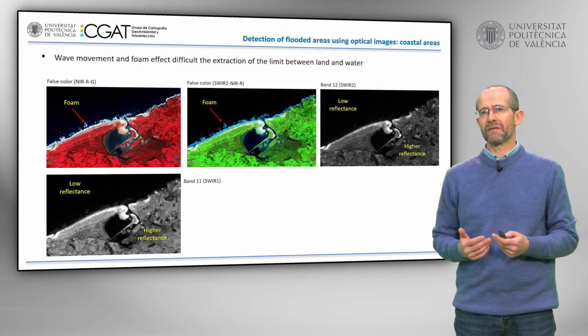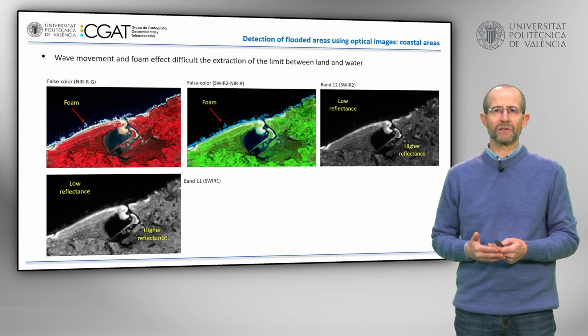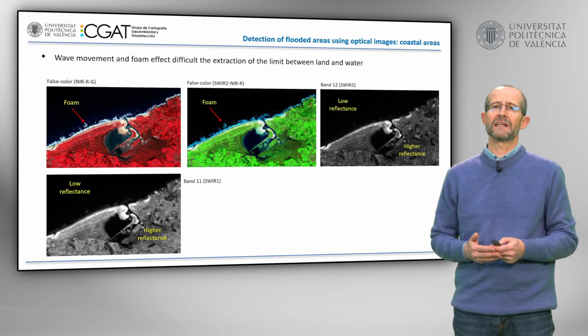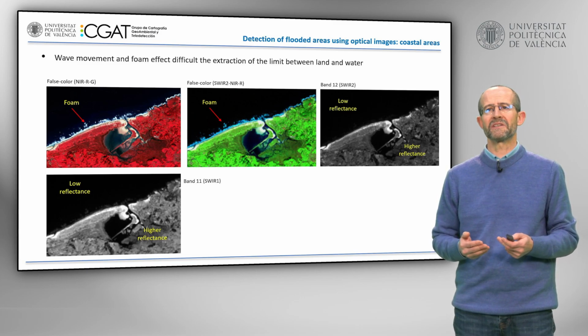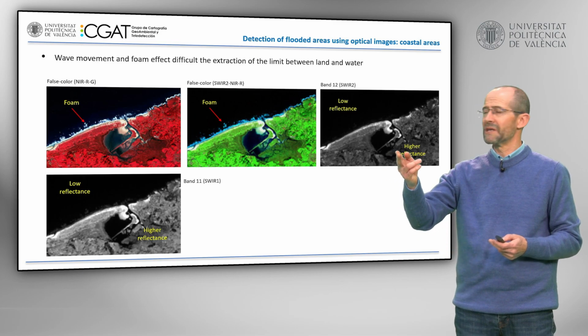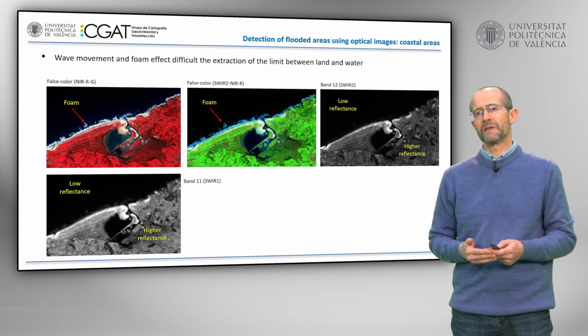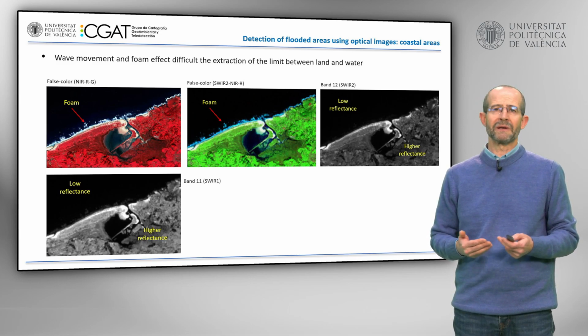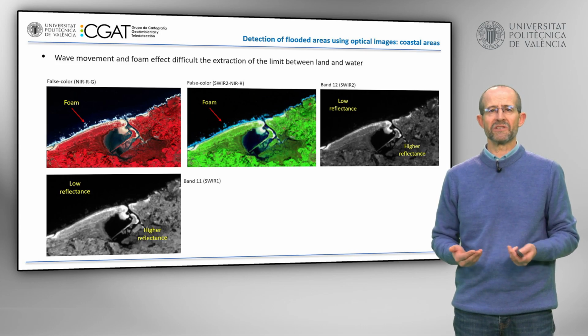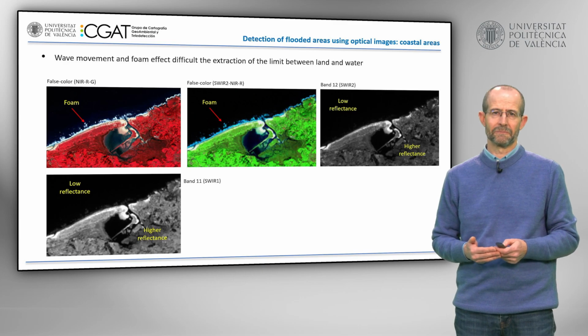In coastal areas, another effect of great importance appears when separating water from land. This is the existence of foam in the area of breaking waves. Foam that in certain spectral bands appears with high radiometric levels, as can be seen in the false color combinations using the red and near-infrared bands. In other infrared bands, SWIR 1 and especially SWIR 2, this effect is less evident. So these bands contribute a lot of information to the segmentation process.